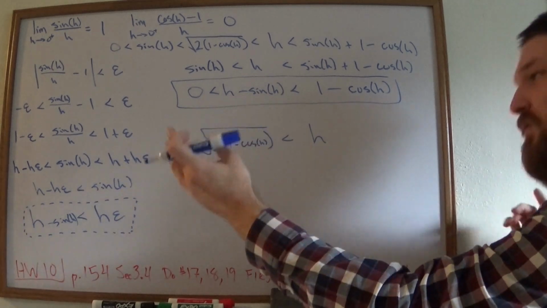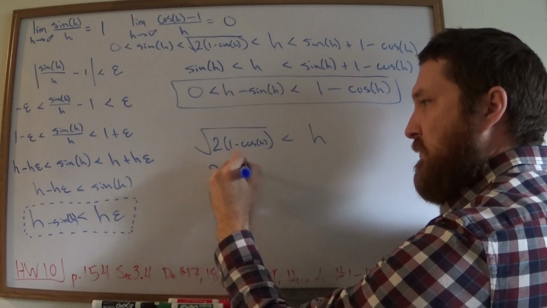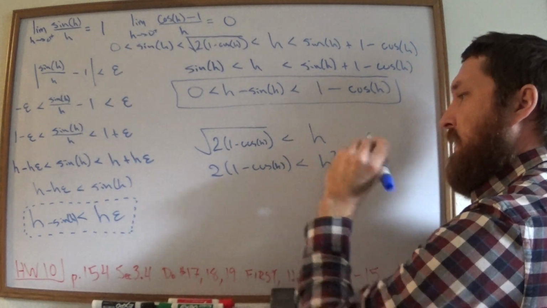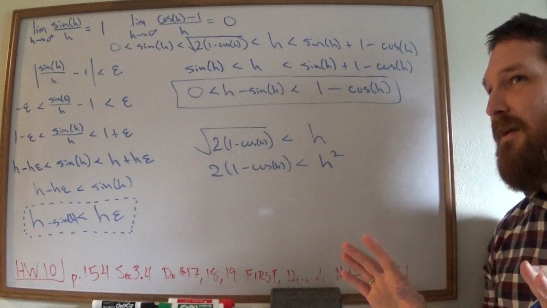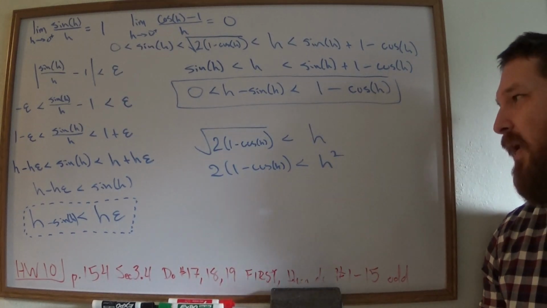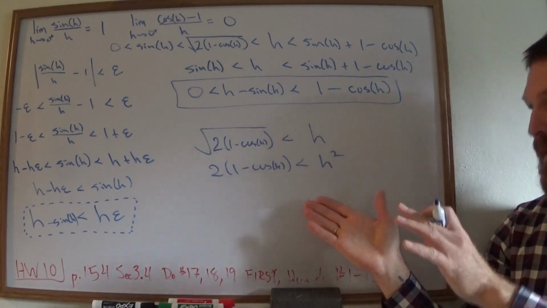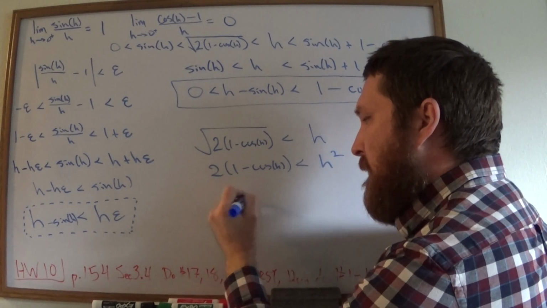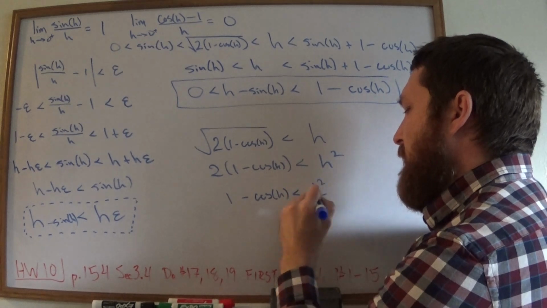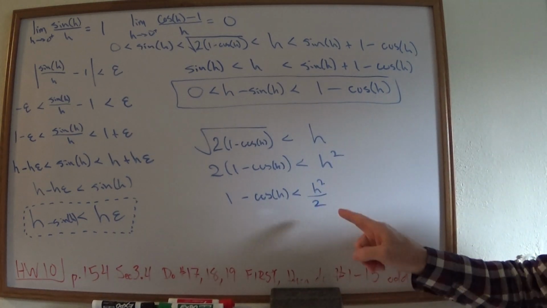Just square both sides. That gives me 2 times 1 minus cosine h. Divide by 2. h squared. And this is a nice thing, because h is not negative. We don't need to worry about if it's negative. Okay? Divide by 2, and we get that 1 minus cosine h is less than h squared over 2.